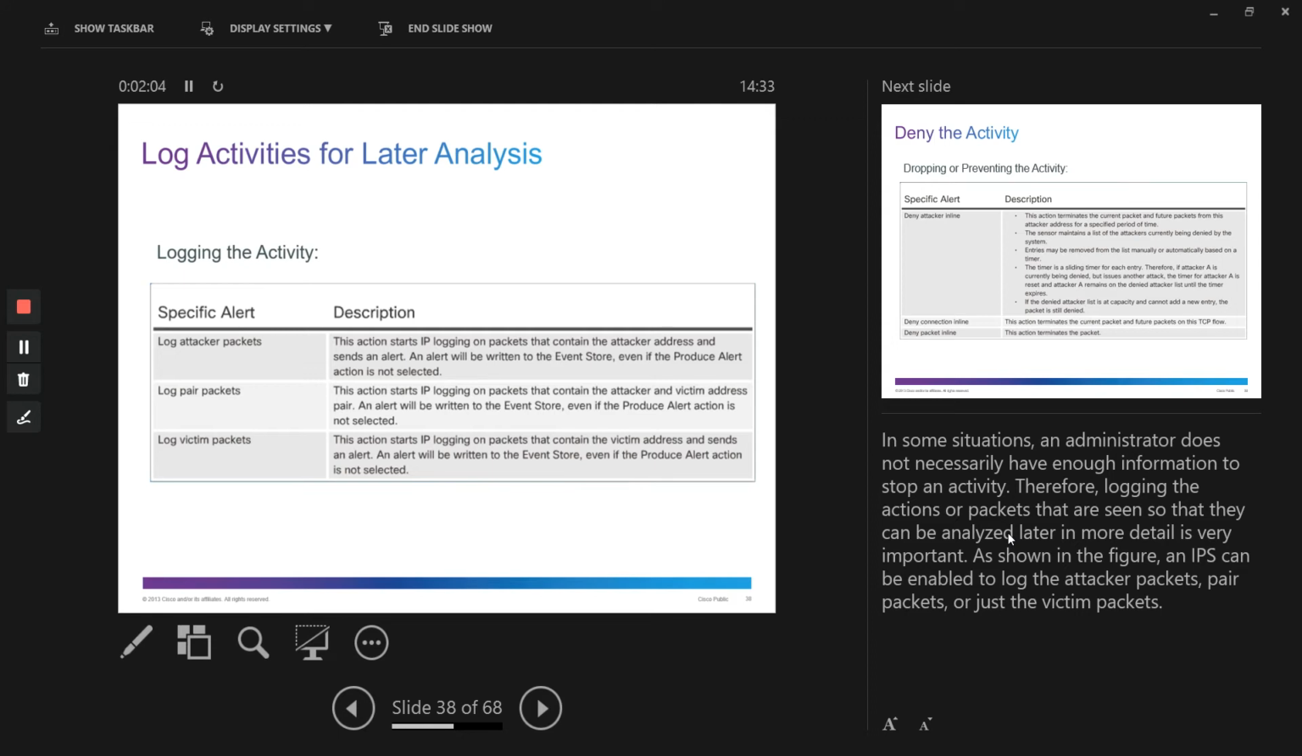In log attacker packets, this action starts IP logging on packets that contain the attacker address and sends an alert. So log attacker is basically the information about the attacker. Log victim packets is the information about the victim, and log peer packets is the information about both. When you say information, it is basically their IP details and other info, the IP addresses of both devices, and all this information gets written into the event store.